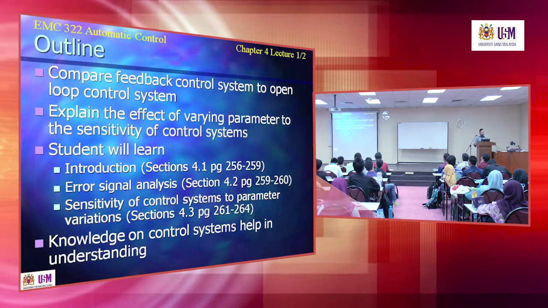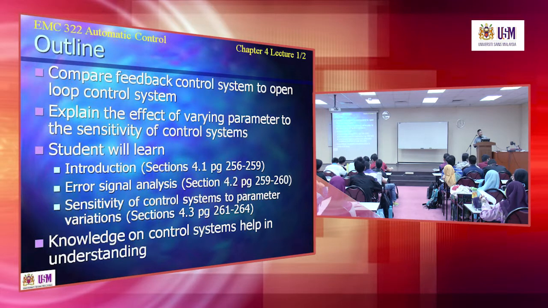I will also explain the effect of varying parameter to sensitivity of control system. This is actually one of the advantages of the feedback control system. So this is basically the section that you will learn: introduction and also error signal analysis, and sensitivity of control system to parameter variation. Sections 4.1, 4.2 and 4.3. You can refer to the books in the related page.